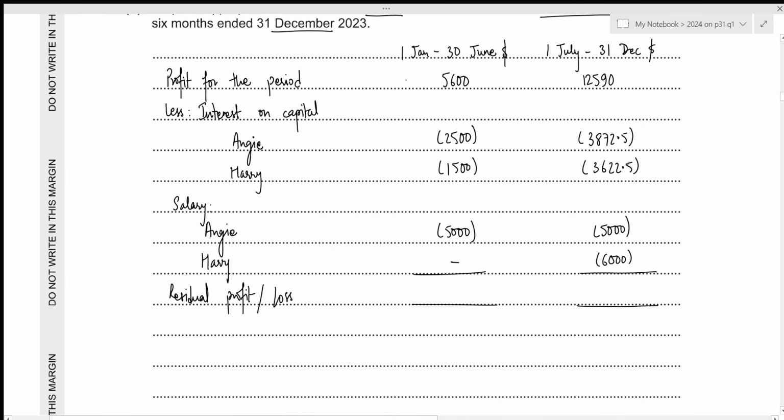Okay, for the first 6 months, that will be 5,600 minus 2,500 minus 1,500 minus 5,000, which results in the residual loss of 3,400. Then for the second 6 months, that will be 12,590 minus 3,872.5 minus 3,622.5 minus 5,000 minus 6,000, which again results in the loss of 5,905. So there is no profit, there's only loss. Now we need to show the share of residual loss.